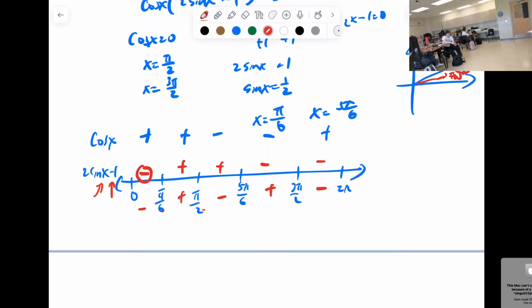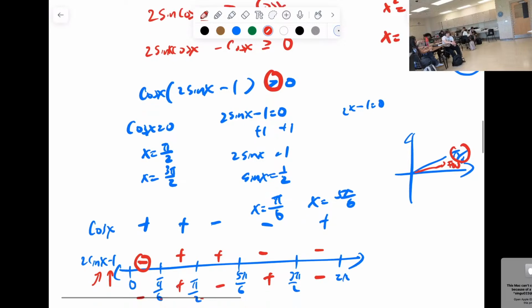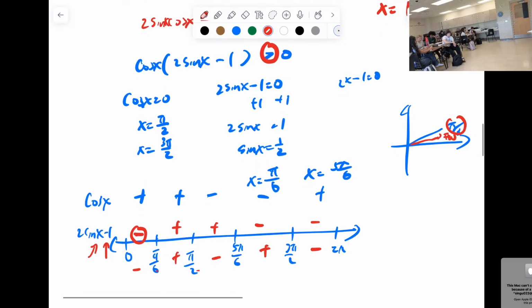Do we have to check the endpoint? That's a great question. Do you have to check? Because we have greater than or equal to, it doesn't matter. It can equal 0, so you don't have to check the endpoint. But what happens at 0 is, if I plug in 0, it's going to be 1. That's positive. 0 is going to give you -1, so it's negative. So it's actually including. It's going to be greater than 0.